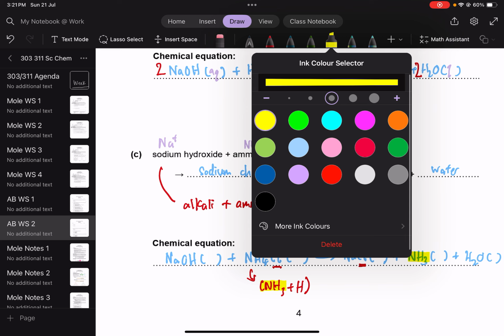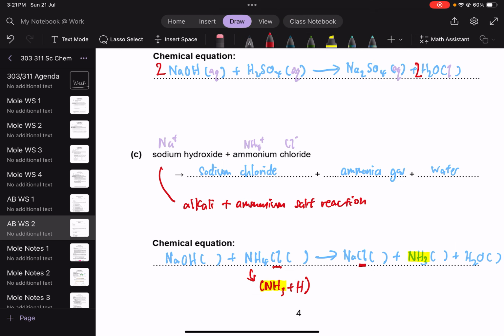So now you are left with one H, right, from NH4Cl, left with this one H atom, and then you are left with this OH. So O and H plus H can give you H2O. So because of this, actually this equation is already balanced as it is.